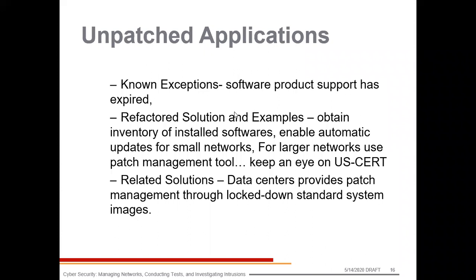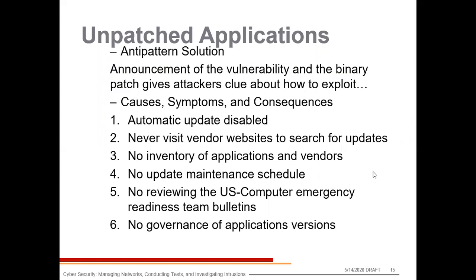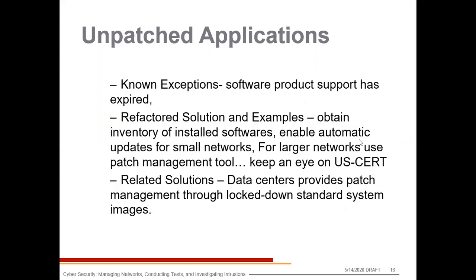So, the refactored solution and examples: you obtain an inventory of installed software. That means you maintain an inventory, and if it is a smaller network, enable updates. If it is a larger network, you have a patch management tool, and you have to keep on looking at US CERT. So what is US CERT? Computer Emergency Readiness Team bulletins. So if it is listing some applications as malicious, don't use them. And one more solution is you can have the data centers manage this patch management. So that completes the second anti-pattern, unpatched application.